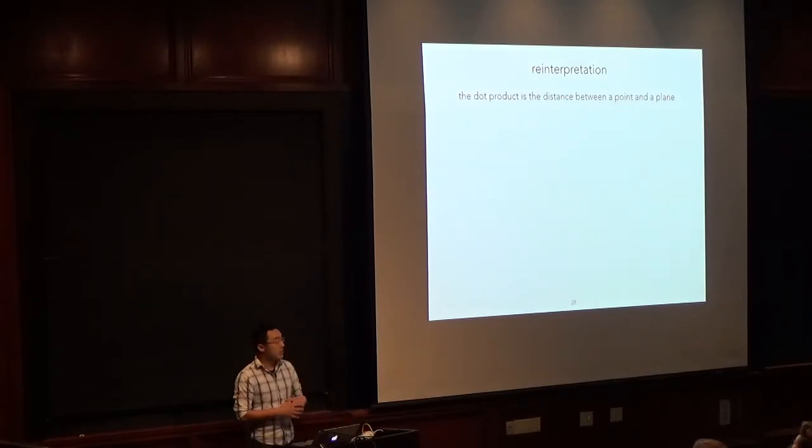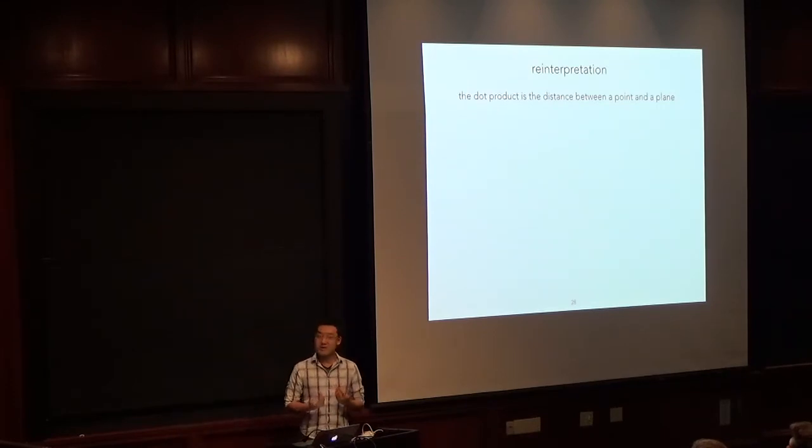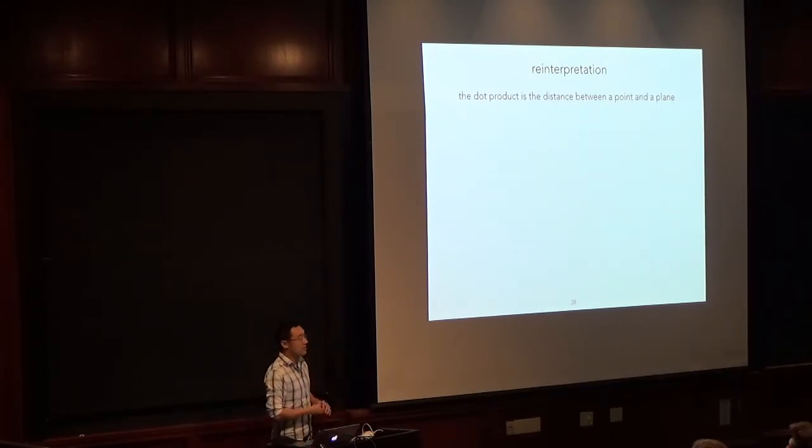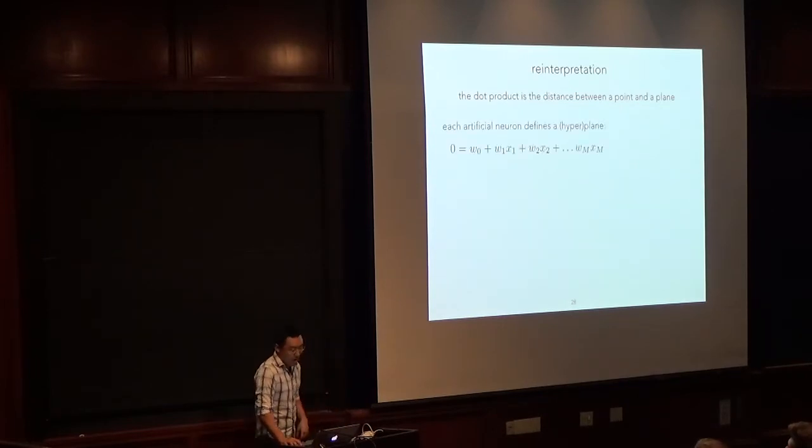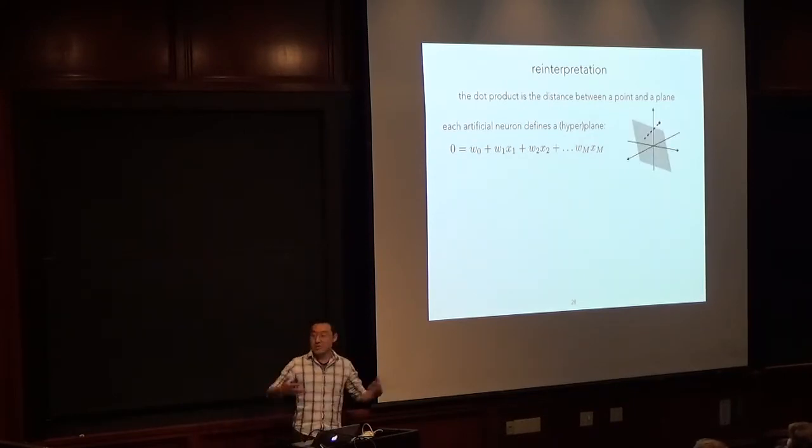Okay, so I'm going to do a little bit of reinterpretation. The reason I'm going to do this reinterpretation is to convey to you that what a deep neural net is doing internally is applying a series of transformations of the data. So it's learning new representations of the data, if you will. A single artificial neuron defines a hyperplane. This is something that I think should be second nature to us at this point.